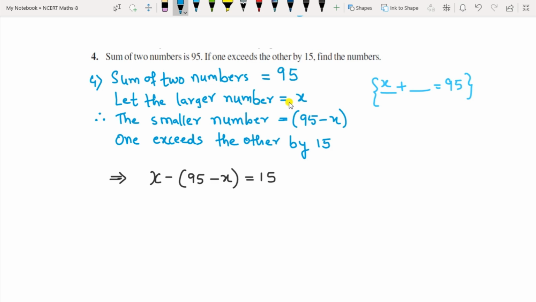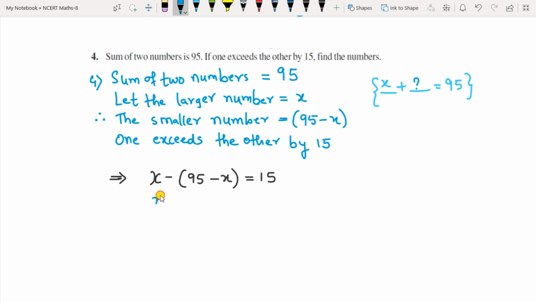So if we take the larger number as x, then the smaller number you have to find out. This is the smaller number. So this x goes to the other side. It becomes 95 minus x. So that will be your smaller number. And that both exceeds, this means subtract, by 15. So larger number minus smaller number gives 15.